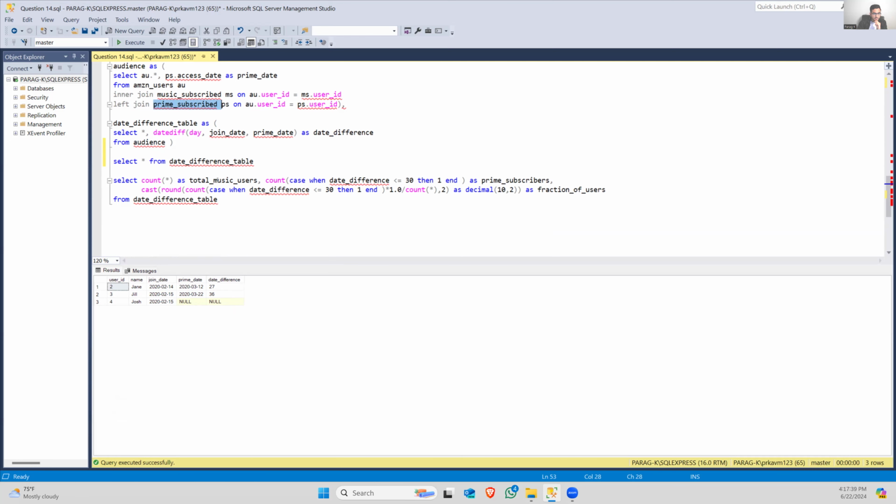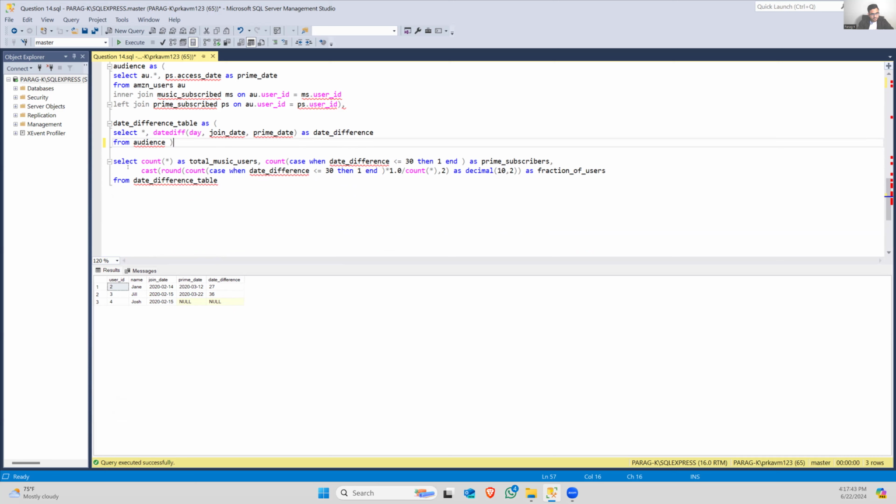So I'm going to delete it for you if you're understanding. What I'm doing here is, select count everything as total music users, count case when the difference. You have to understand that I'm counting those which basically have less than 30, which I want. That's the reason I'm using this count function, case when date difference is less than or equal to 30, then 1 end as prime subscribers.